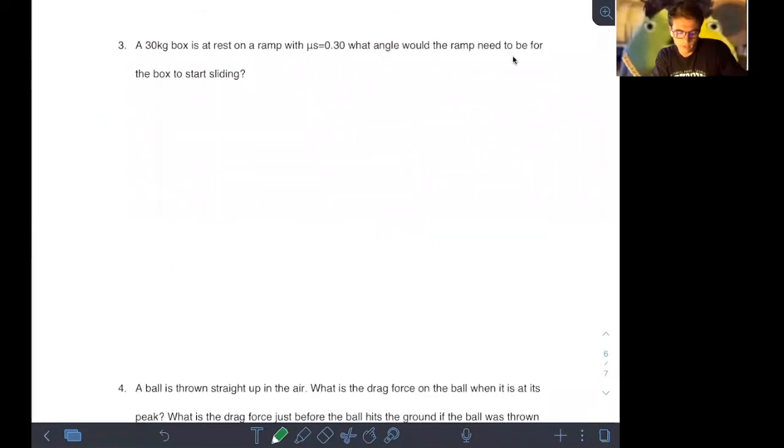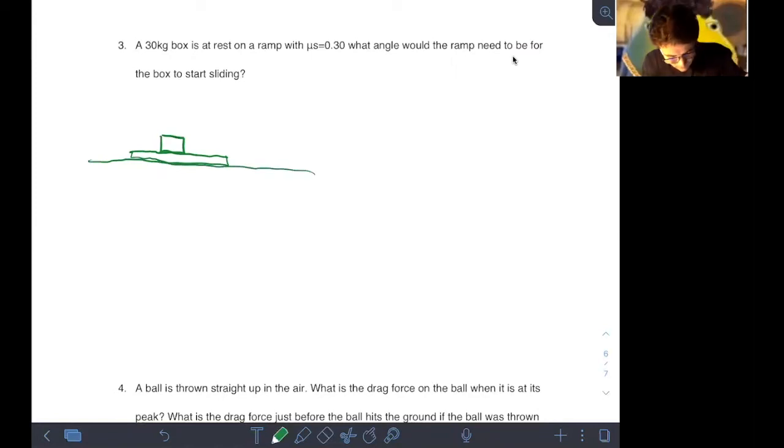All right, number 3. So a 30 kilogram box is at rest on a ramp with a static friction coefficient of 0.30. What angle would the ramp need to be for the box to start sliding? Okay, so it's easiest to draw this out. So let's say our box isn't initially on the incline, just straight up flat, right? Or let's say this is like a book. So it's a book on a table. I'm just going to change it real quick to help you guys conceptualize it.